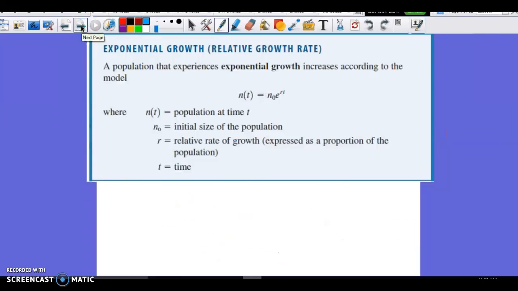So here is a different formula. It's very similar to the last one. This is for population, but if it says relative, that's the key word, okay? So it's all about looking at details with these. So let's just look at a couple of examples.